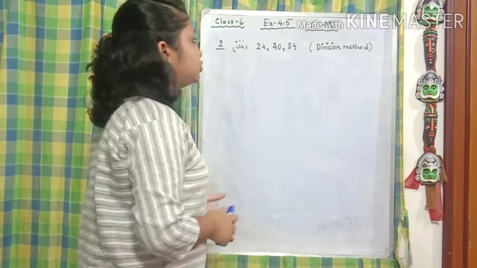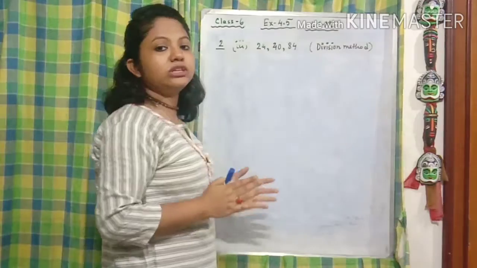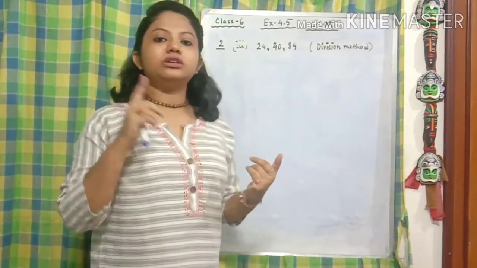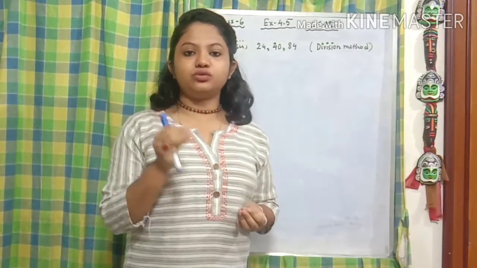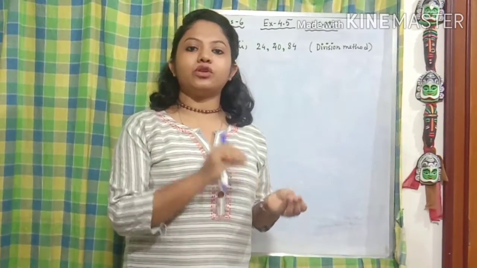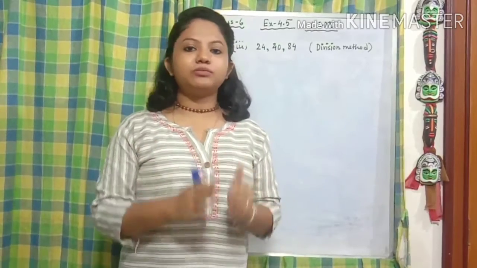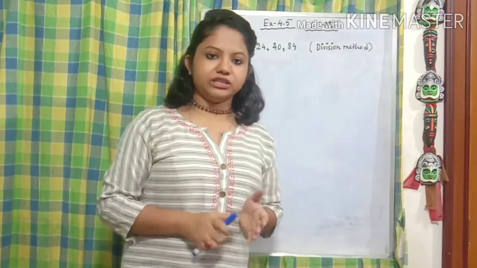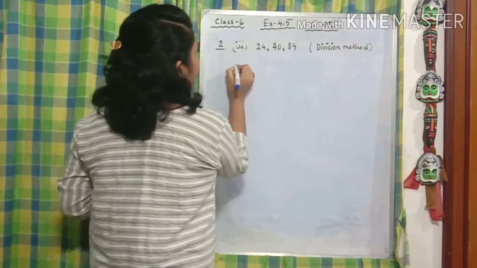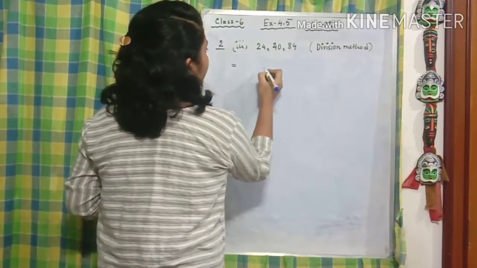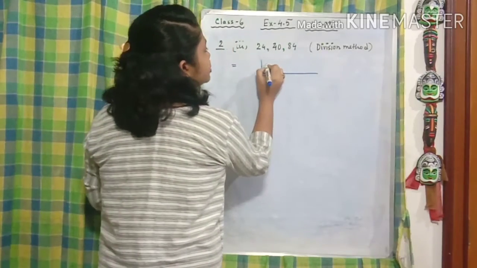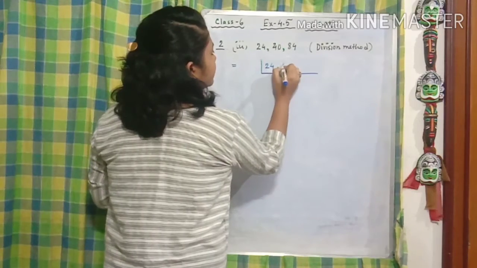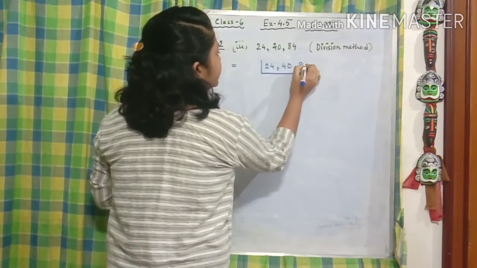Now for the number 2 we are going to follow the division method. When it comes to the bigger numbers we generally opt for the division method, and when it comes to the smaller ones we generally opt for the prime factorization method. It's up to you which method you are going to use, that will be of your own convenience. So I'm going to do this with the help of the division method. In the division method, we take all of these three numbers together at once: 24, 40 and 84.